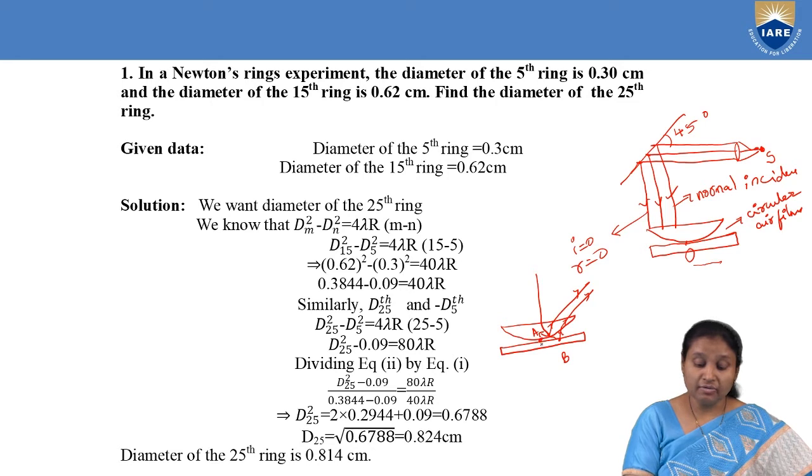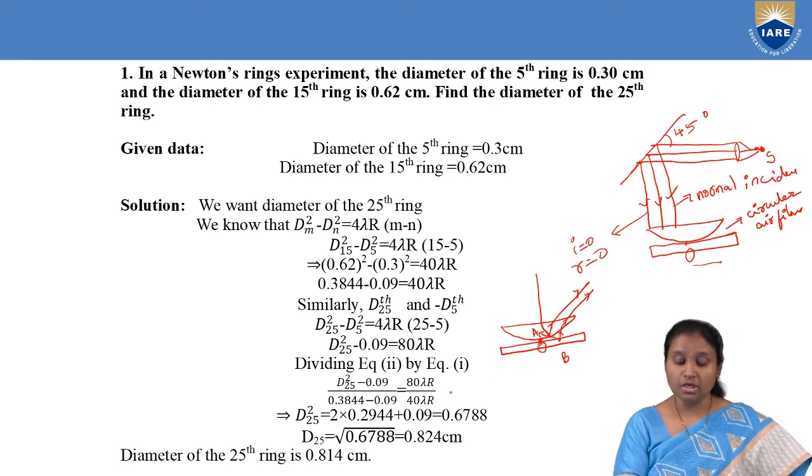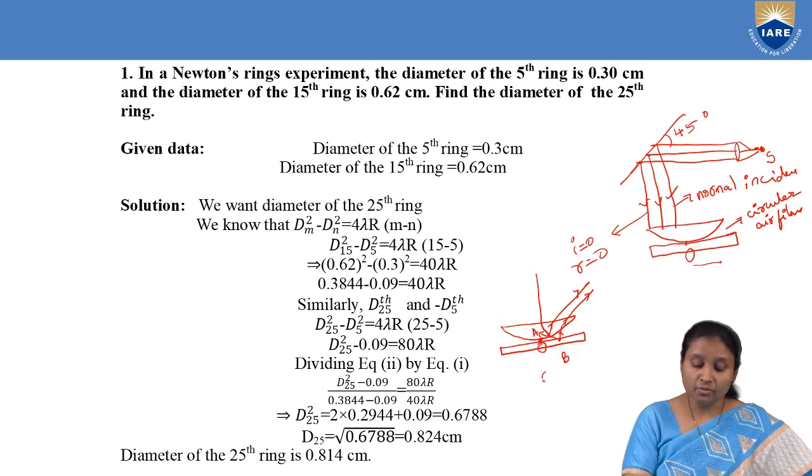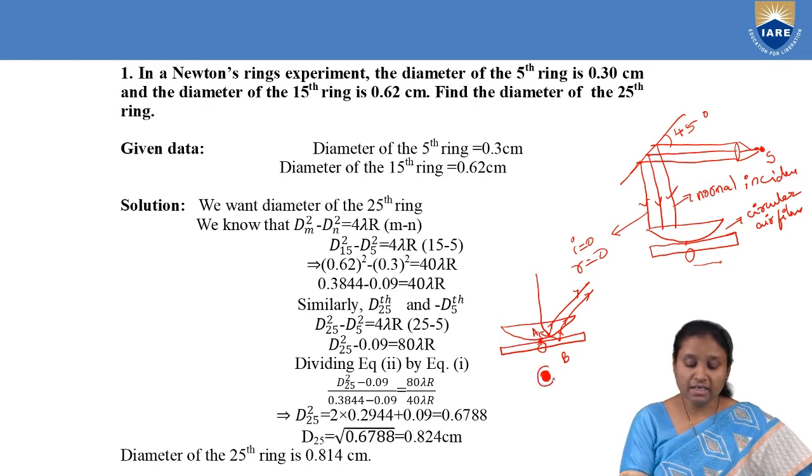Now, as I told you, there will be one point of contact where the thickness of the air film will be 0. So at the point of contact, we are going to have a dark circular fringe, which is followed by a bright fringe, and then I'll have a dark fringe. Like that, we'll have alternate bright and dark circular fringes being formed.